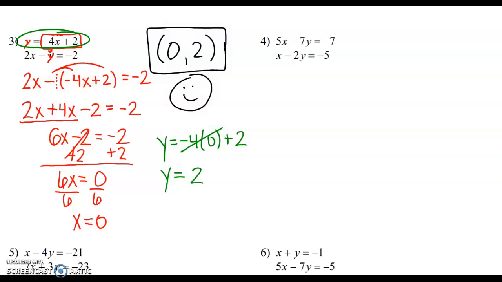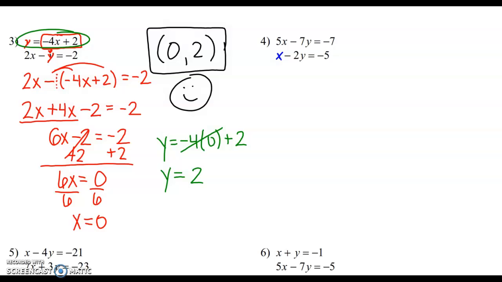All right, now on this next one, I can see that neither equation, top or bottom, is solved for x or y. So the best case scenario that we can hope for is that one of them has a coefficient of 1. So we don't have to work through with fractions. That will always happen today. So I can see this bottom equation has an x that has a coefficient of 1. So I want to solve this bottom equation for x.